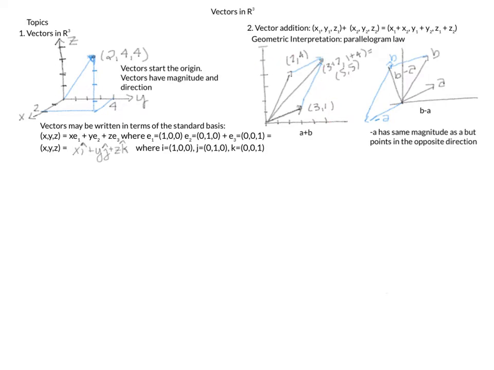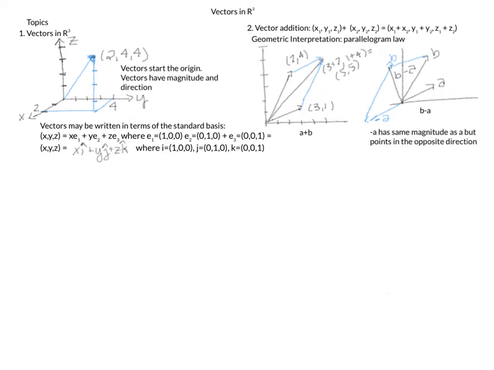But the way to see this geometrically is I can think of moving one of my vectors so that the tail of the vector is at the head of the other vector, and then the resulting endpoint will be the addition, the sum of my two starting vectors.